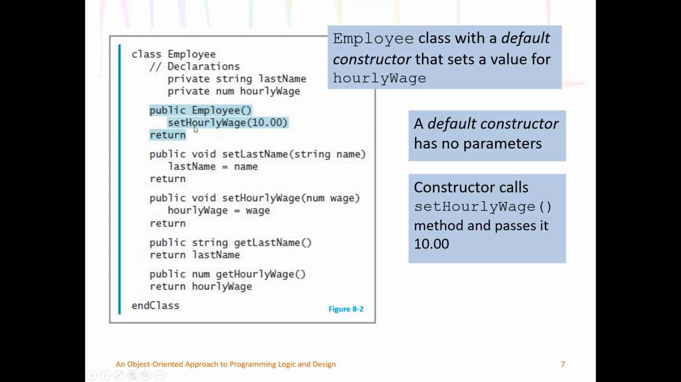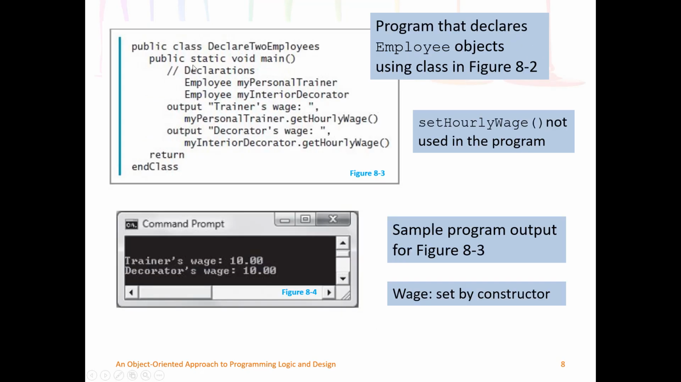And in this constructor, the person said set hourly wage to 10. And then just return. So however you use this constructor, the hourly wage is always going to be set to 10. So it's going to come down here. Here we go. Set hourly wage. 10 is going to be in there. It's just going to set it to 10. So here we go.